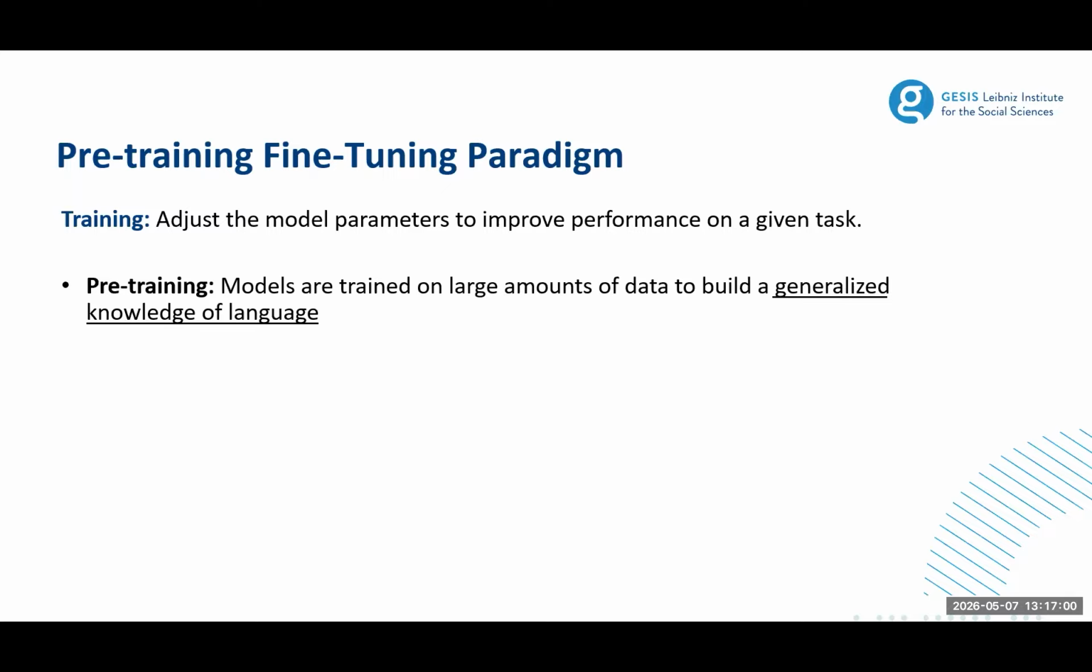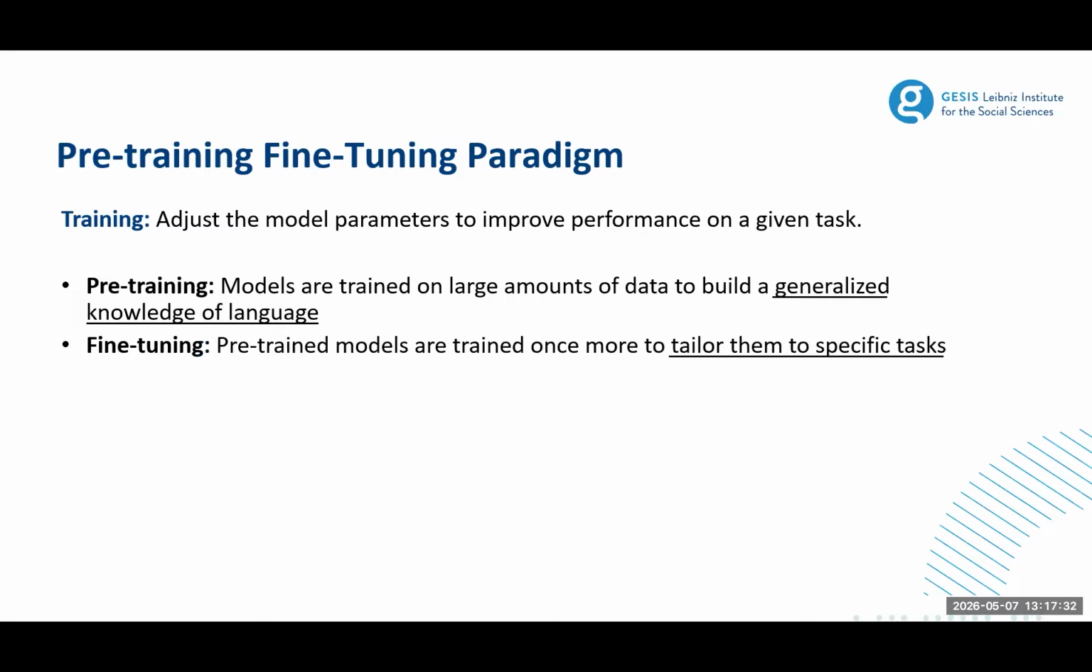And the first step is pre-training. So this means that the models are trained on large amounts of data, such as Wikipedia, news articles, etc., almost everything that you can get. And the goal here is to build a generalist knowledge of language. And this step is also mostly done by certain stakeholders that have the computational power. This is nothing that we can do.